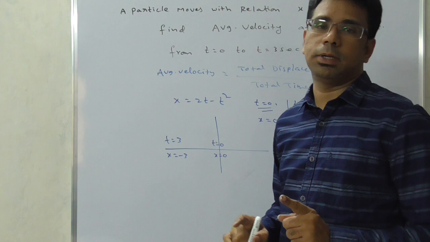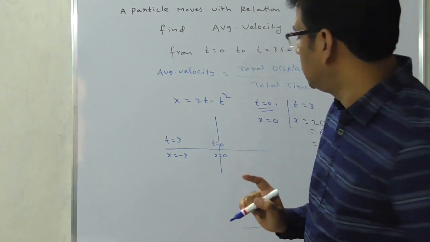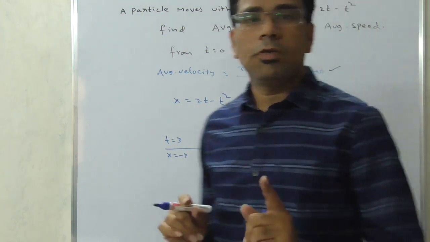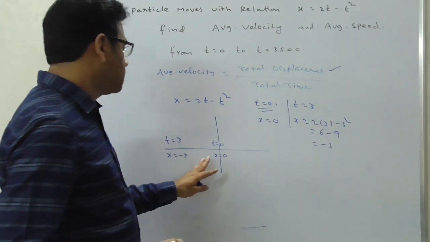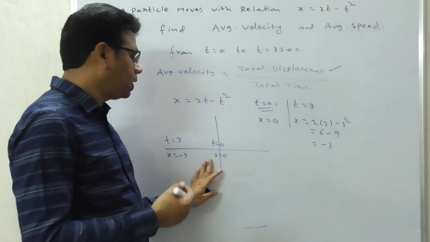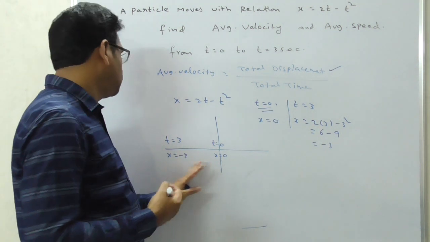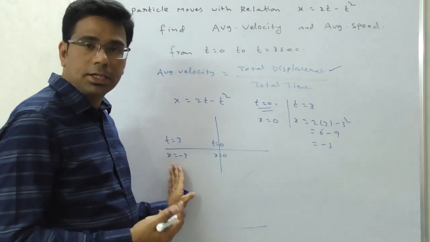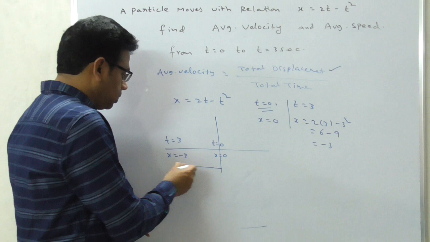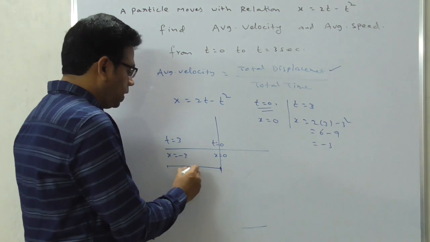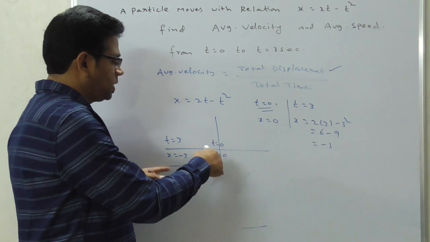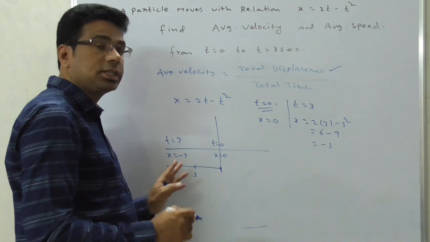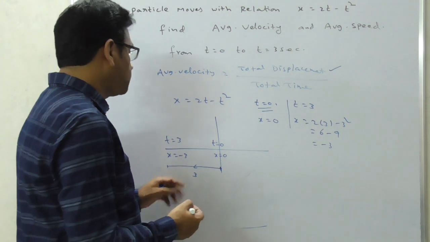What is total displacement? The displacement is always the line joining the initial to the final. So where is the initial? That is at x equal 0. The particle at t equal 0 is at x equal 0, and at 3 seconds it is at minus 3. Therefore, initial to final, from 0 to 3, the gap between these two is 3, but it is in this direction. Displacement is a vector, right?